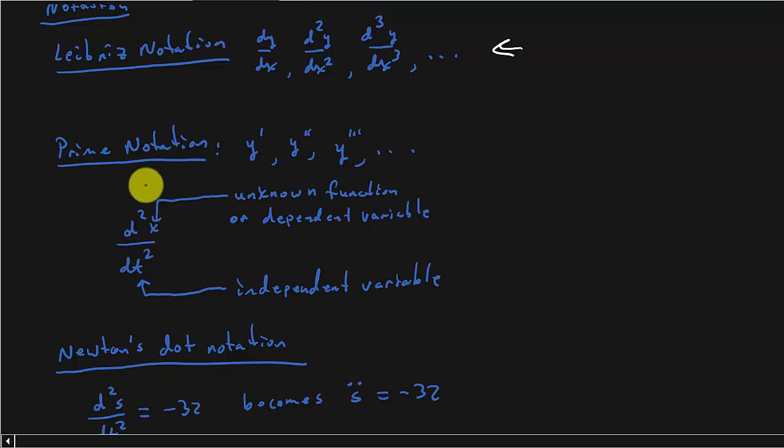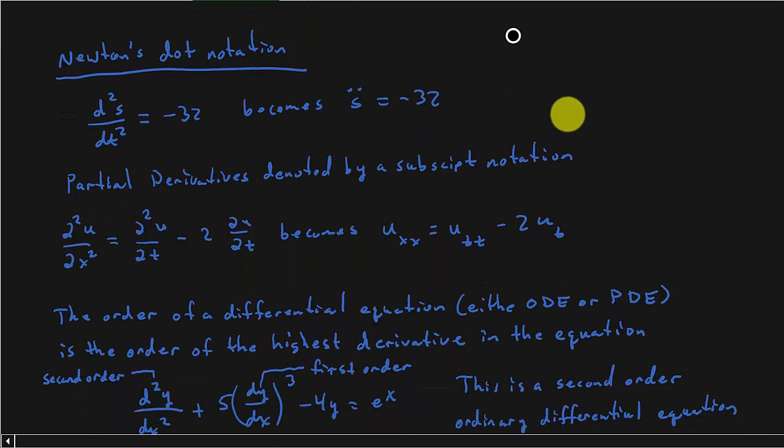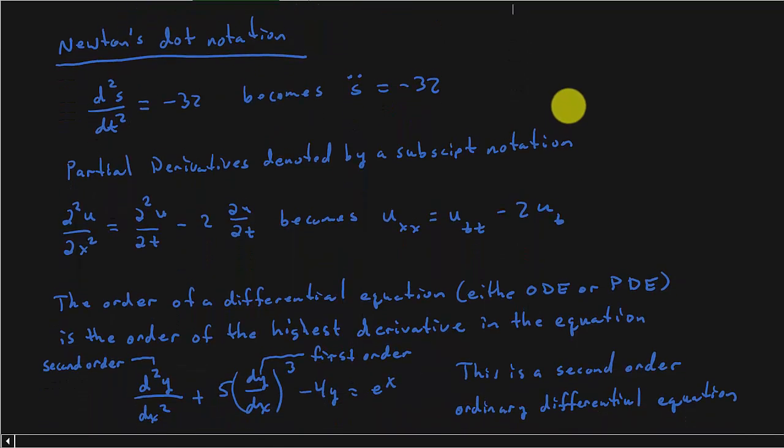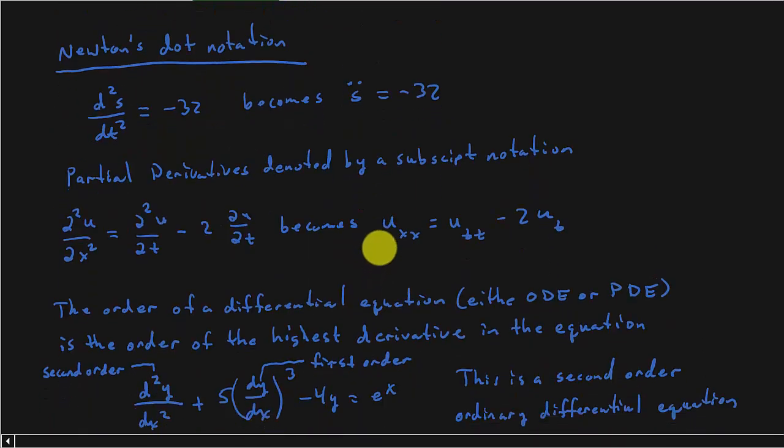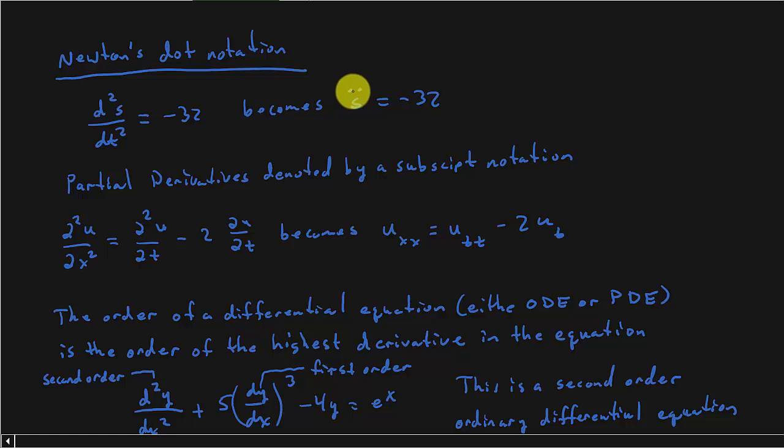And so if you have, like here, the second derivative of x with respect to t, the x here, that's your unknown function or your dependent variable, and the t is your independent variable. Okay, so just things you need to know. And then we have dot notation, Newton's dot notation. So if you've got the second derivative of s with respect to t equals, say, negative 32, we can write it with the s, and for the second derivative we would put two dots over the s, equal to negative 32.